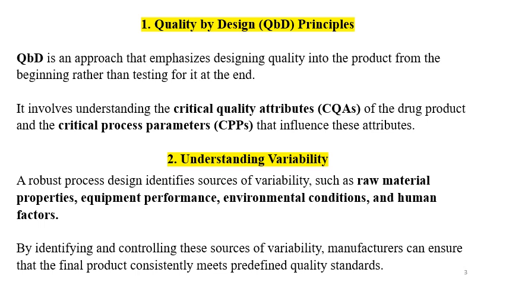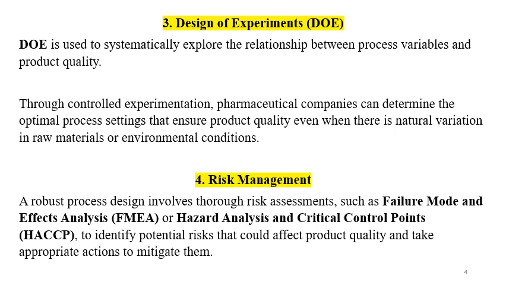Then second is understanding the variability. First we need to understand the variables which can impact the quality of the product. A robust process design identifies sources of variability such as raw material properties, equipment performance, environmental conditions, and human factors. By identifying and controlling these sources of variability, manufacturers can ensure that the final product consistently meets predefined quality standards. So, by understanding the variability, we can minimize the effect of this variability onto the process and ultimately onto the product quality. Third is design of experiments.